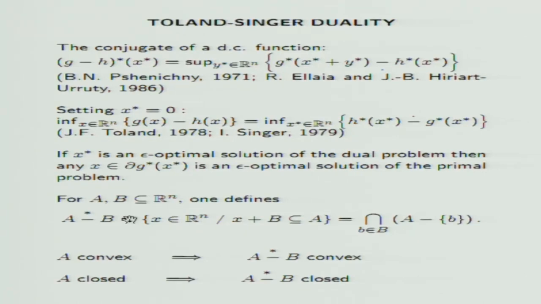First for unconstrained optimization problems, and then we will consider constrained optimization. I start by presenting a formula which was obtained by Pshenichnyi a long time ago, 41 years ago, and rediscovered by Hiriart-Urruty sometime later. In fact, it's very easy to prove this formula. One can give a very simple algebraic proof of this formula for the conjugate of a difference of two functions in terms of the conjugates of the functions involved in this difference, g and h.